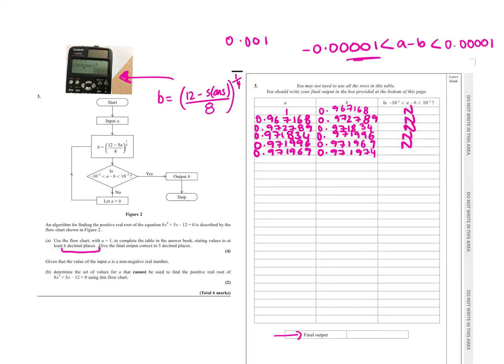Yes, is the answer. Okay, brilliant. Then it says, give the final output, 5 decimal places. So what do I do with a 6 decimal place number? You just remove the last one. I don't remove the last one. I look at it mathematically and decide if I'm going to round up or down. In this case, I would remove the last one.